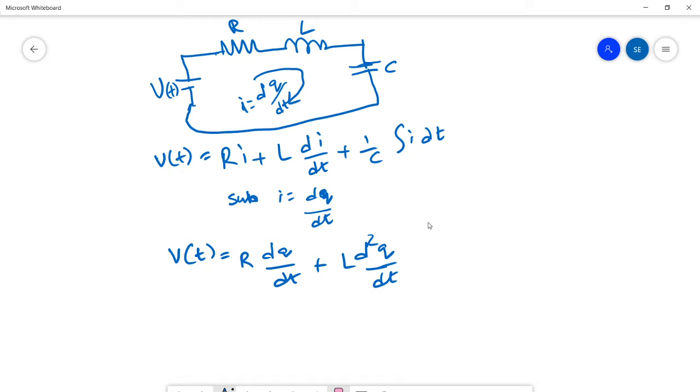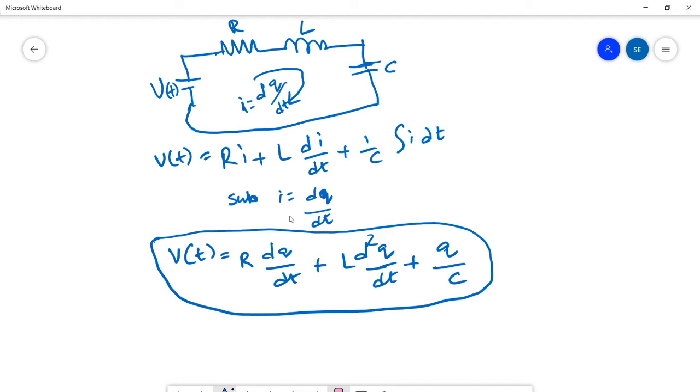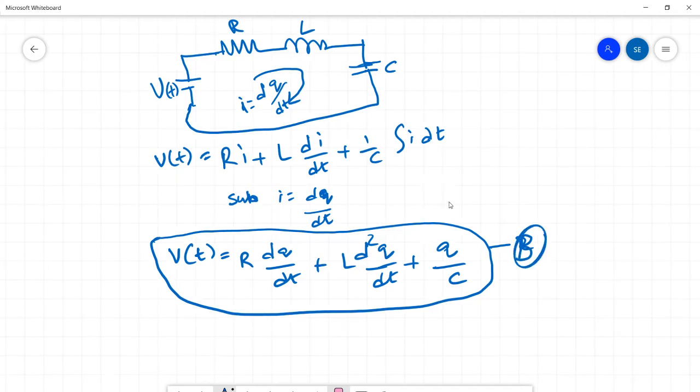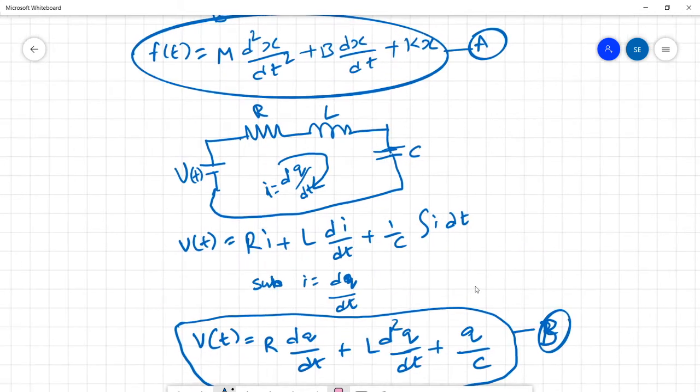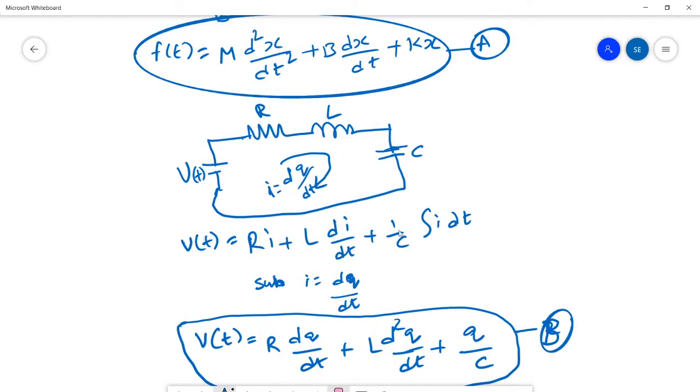Then what we have here is a derivative, and we have an integral here. So the derivative and integral cancel out, and we get q by c, right? Q by c. So we will take this as equation B. If you observe equation B and equation A, can you find the similarities?